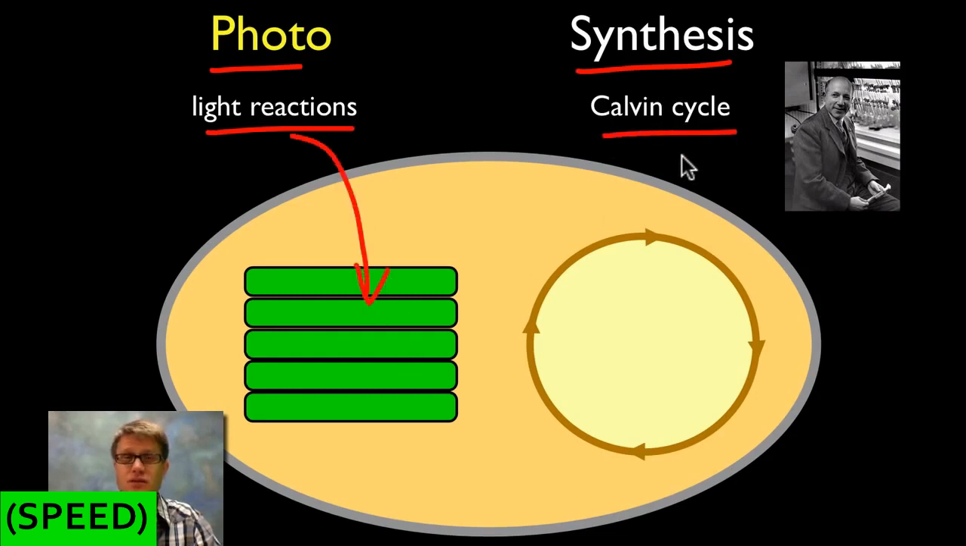We used to call this the dark reactions, which is a silly term. It doesn't happen during the dark; it happens during the light. And so basically, the person who worked this all out is Melvin Calvin, and so we named it after him. Where does this take place? You guessed it, it takes place in the stroma, or this liquid portion.